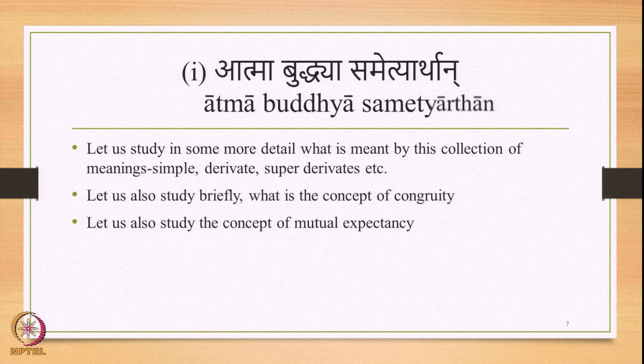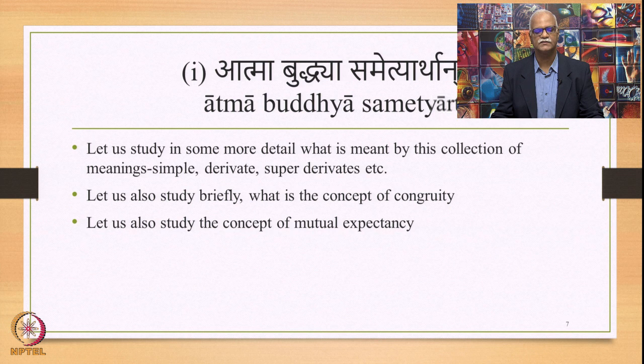So Atma Buddhya Samethyarthan is the first stage, and we understood what this line means: having collected the meanings by the intellect. In the last lecture we looked at buddhi, we looked at the concept of atma, we looked at the concept of artha, and then what is collection. But this needs to be elaborated a little bit more. So let us study in some more detail what is meant by this collection of meanings.